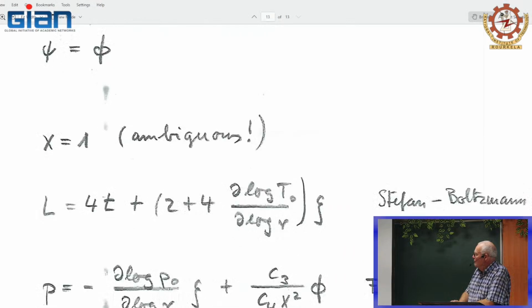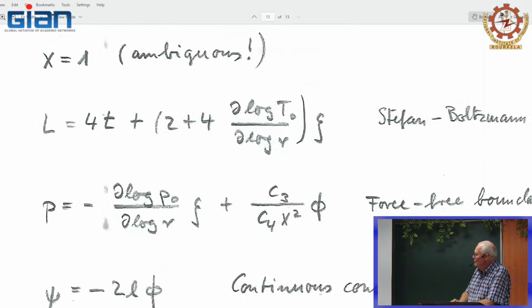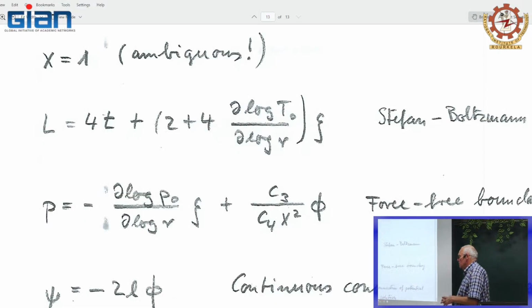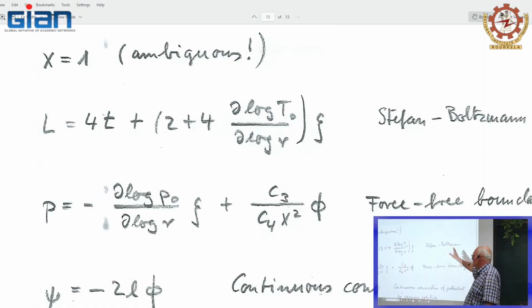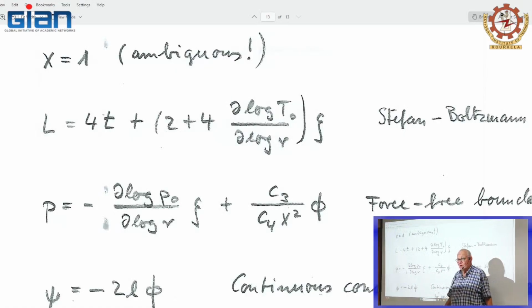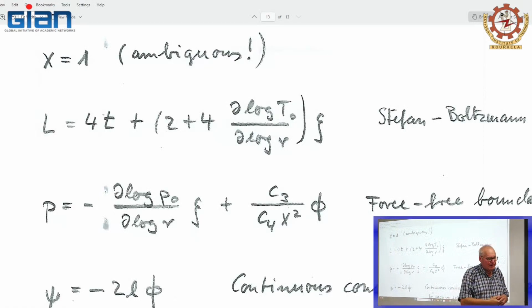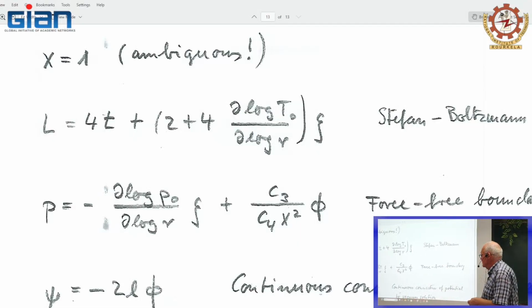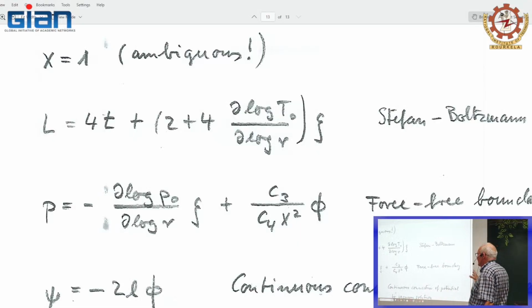Okay, now we turn to the outer boundary, to the surface or to the photosphere. I already mentioned, similar to the radial case, these conditions are ambiguous, and one of them is the same as for the radial perturbations. It consists of Stefan-Boltzmann's law. This is the linearized version of Stefan-Boltzmann's law in the dependent variables which we have used in this case.